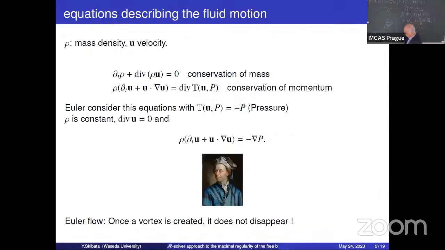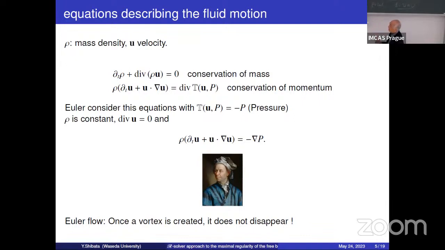So Euler found this equation, nowadays called the Euler equation, with divergence free, because for simplicity rho is constant. We assume it is constant. Then from the first equation, you have div u equal to 0. So this is incompressibility. Under this condition, he considered this Euler equation.